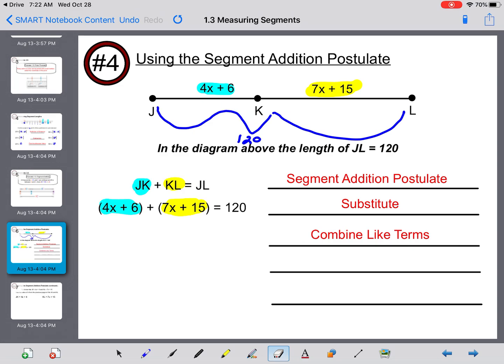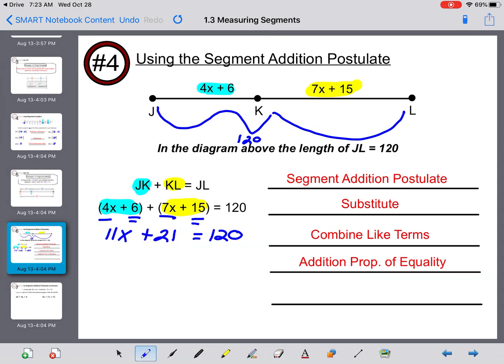Step 3, I'm going to combine like terms. Well, 4x and 7x makes 11x. 6 plus 15 makes 21, which equals 120. Once we combine like terms, we're going to use the addition property of equality. I see plus 21, I'm going to subtract it on both sides. 21's cancel. Should actually say subtraction property of equality. What you subtract on one side, you subtract on the other. My 21's cancel, I bring down 11x equals, and 120 minus 21 is 99.